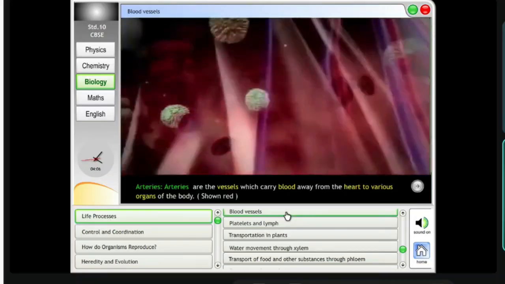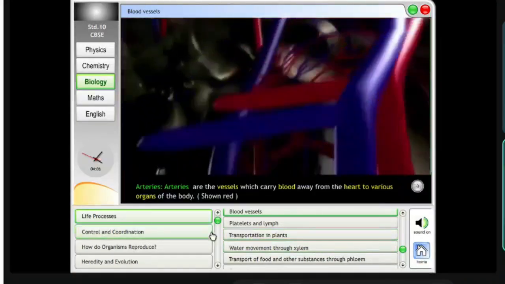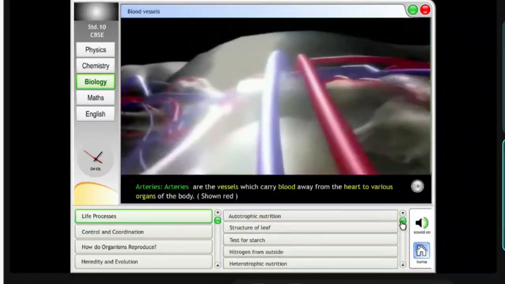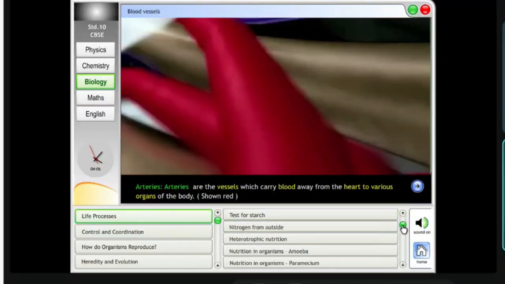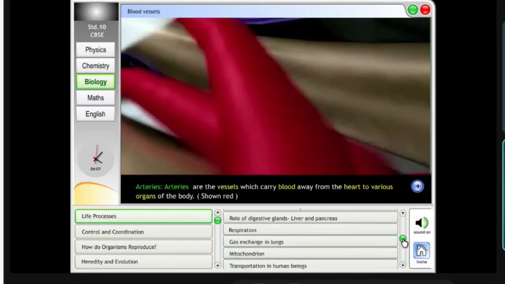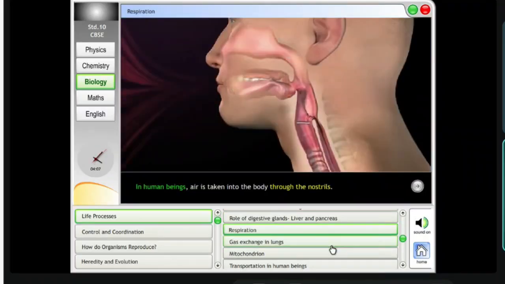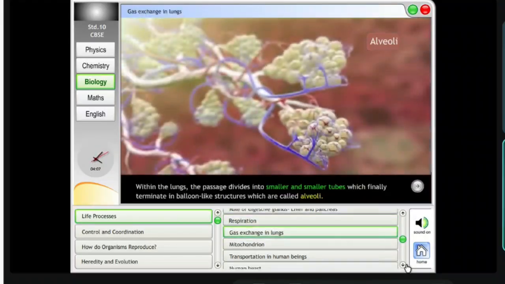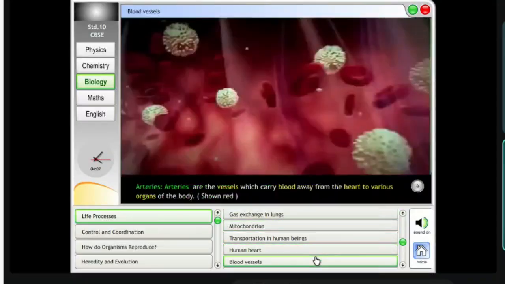If you want to see blood vessels, then arteries. Arteries are the vessels which carry blood away from the heart to various organs of the body, shown red. No, that's enough. Yeah, autotrophic nutrition is nitrogen from outside, heterotrophic. Yeah, all these are their things only. Role of digestive glands, respiration, gas exchange in lungs, lung capacity, mitochondria, human heart, blood vessels.